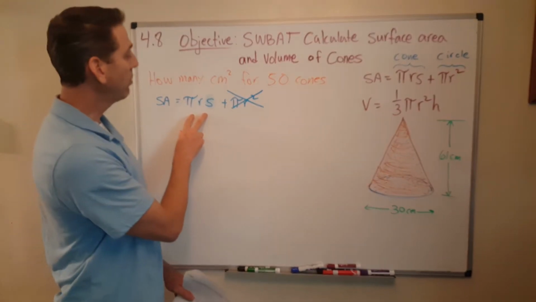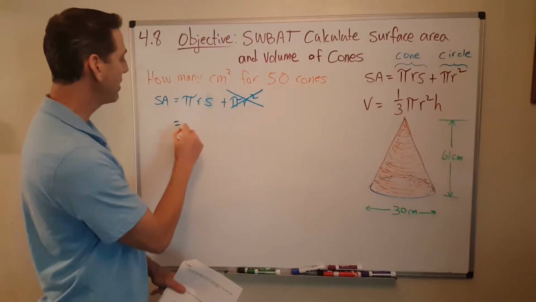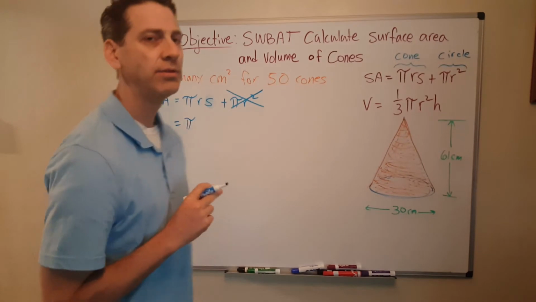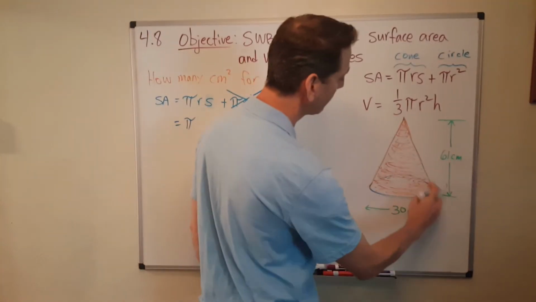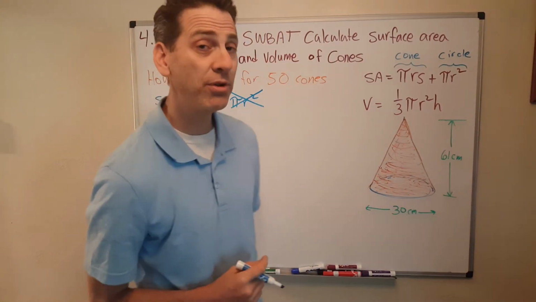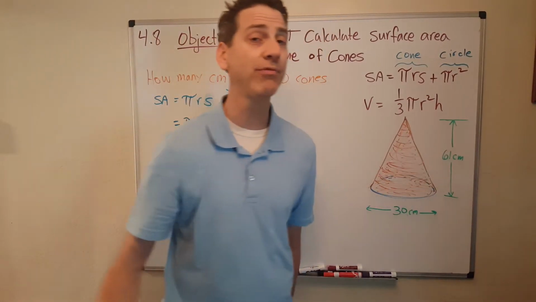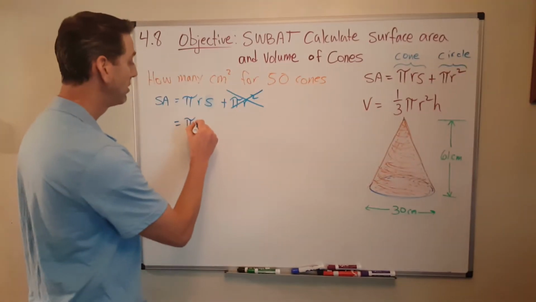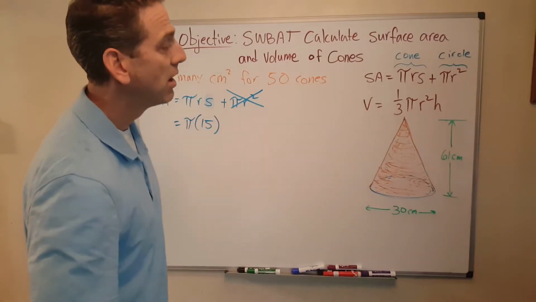Let's substitute in our numbers. Pi is just a constant, about 3.14. R stands for radius. What's my radius of this cone? Well, the diameter of this cone is 30 centimeters, and remember, the radius is just half of the diameter. So the radius would be 15 centimeters.